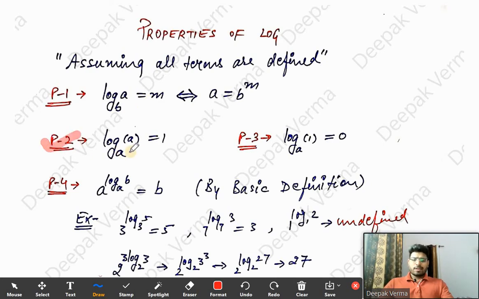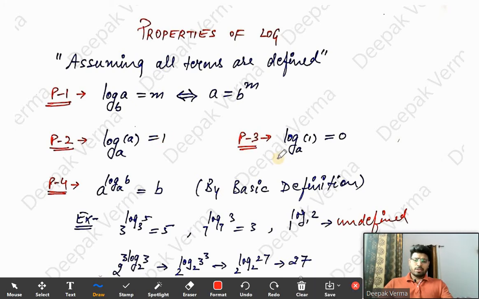Second property: if we have log a to the base a, whenever the argument and base are equal, then this equals 1. This is like asking: what should be the power of the base a so that we get the argument a? What should be the power of a in order to get a again? Of course, this is 1. A to the power 1 is a. So this equals 1.